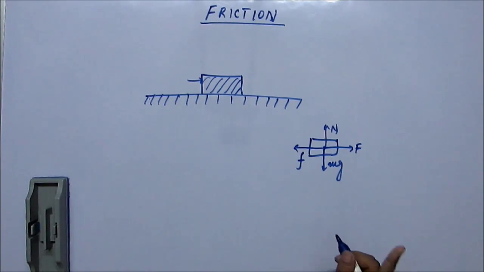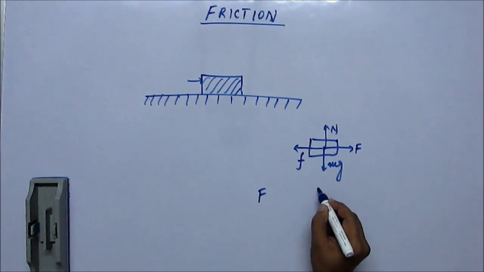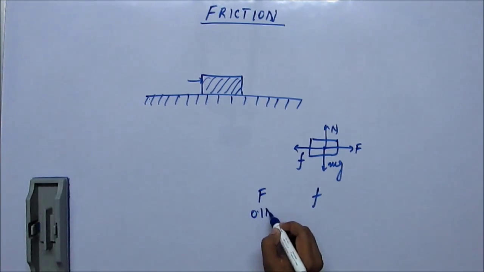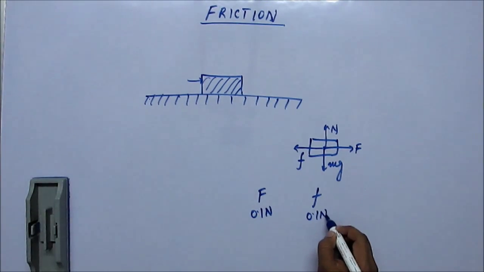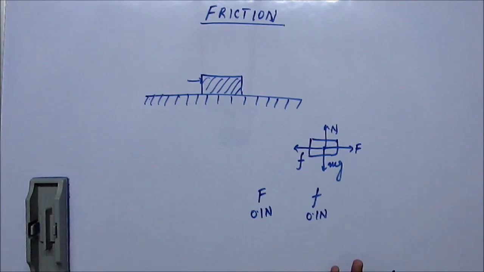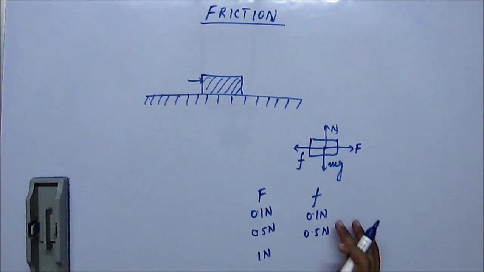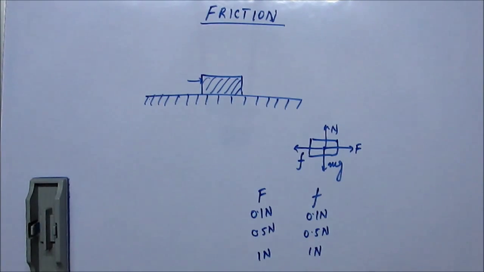And the second thing to note here is, when our force was small, suppose 0.1 Newton, and the block was not moving, then the friction force must also be equal to 0.1 Newton to keep the body at equilibrium. And when we increase the force, suppose to 0.5 Newton, and the block was still not moving, then the friction force must also have increased to 0.5 Newton so that the body is still in equilibrium. And when you increase the force to 1 Newton, the body is still not moving. That means the friction force must have also adjusted itself to 1 Newton to keep the body at equilibrium.